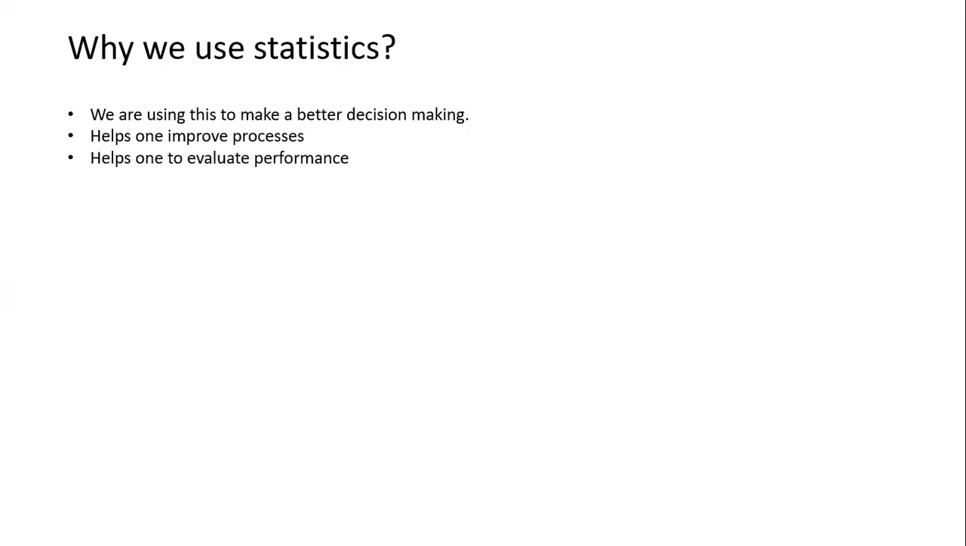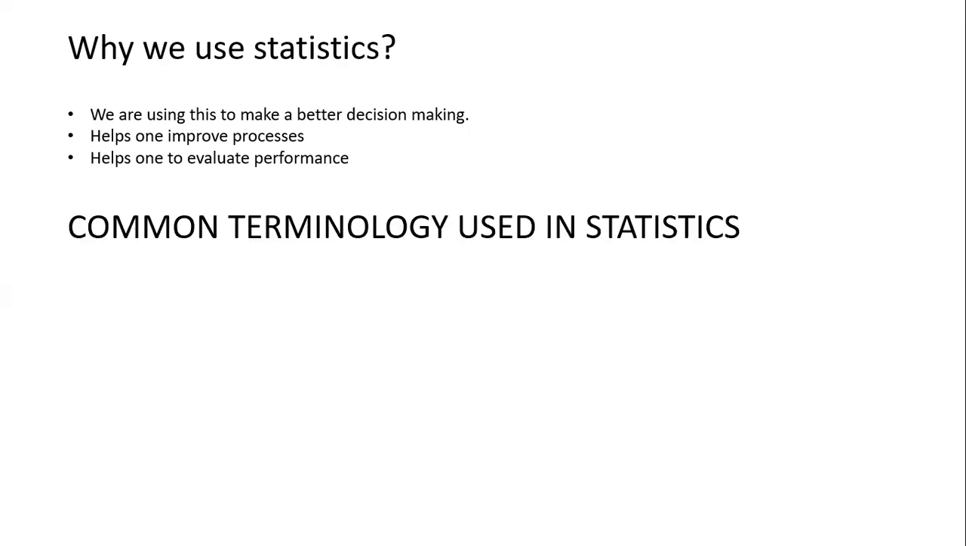So moving on, why do we use statistics? What is the use of statistics in data science? Basically, we use statistics to make better decisions by analyzing the data, and we can improve the process. It helps to improve the process and evaluate the performance, how the data is performing, and it is also used for improving the process as well. Also, in data science, we will be using some common terminology known as population, sample, variable, and probability.